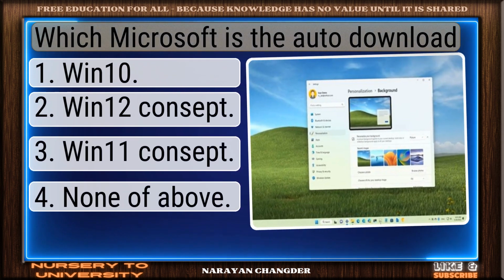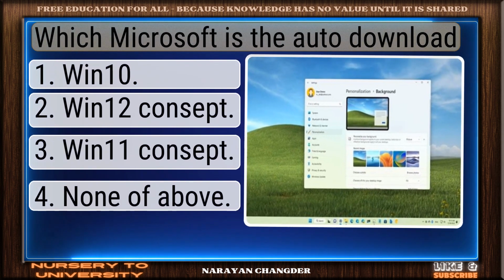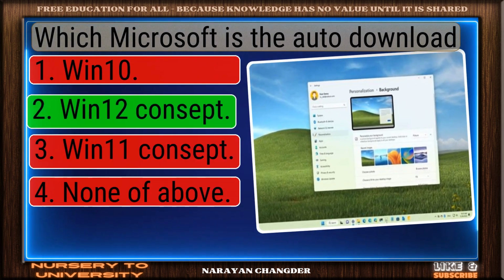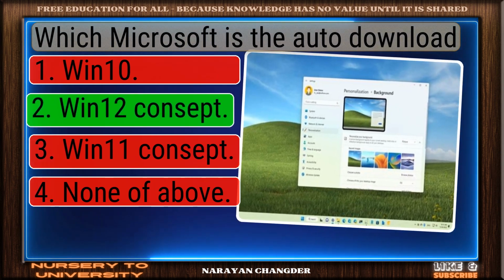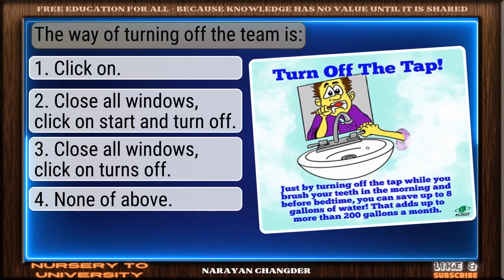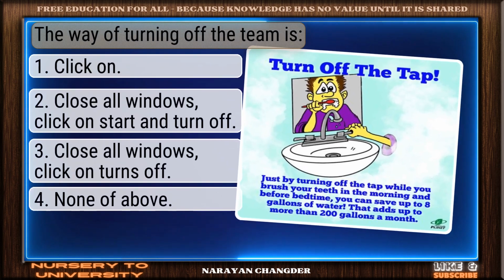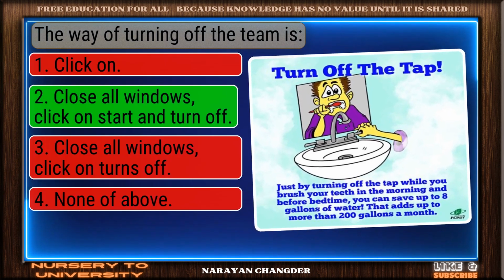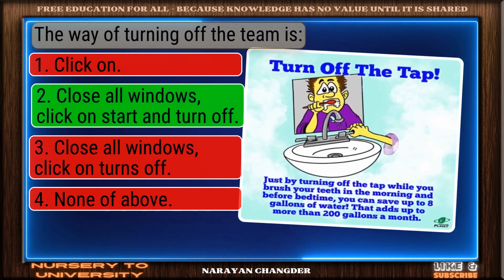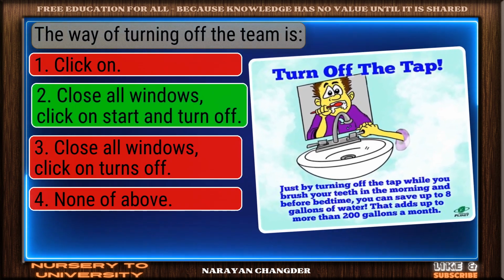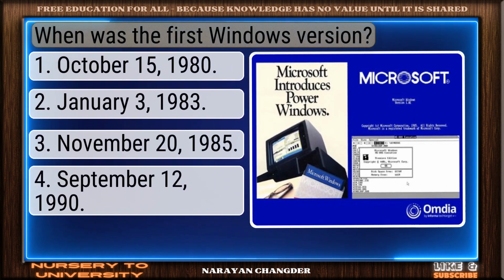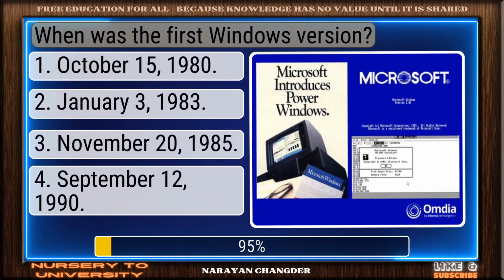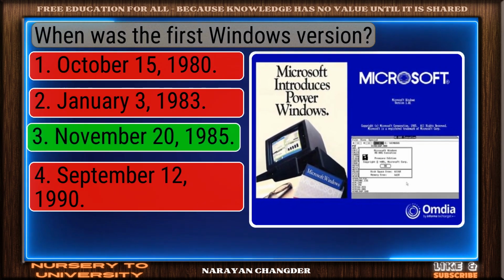Question number 58. Which Microsoft is the auto download? Nice selection. Win12 concept is the correct and valid answer. Question number 59. The way of turning off the team is. Well done. Close all windows, click on Start and Turn Off is the right choice. Question number 60. When was the first Windows version? November 20th, 1985 is true.